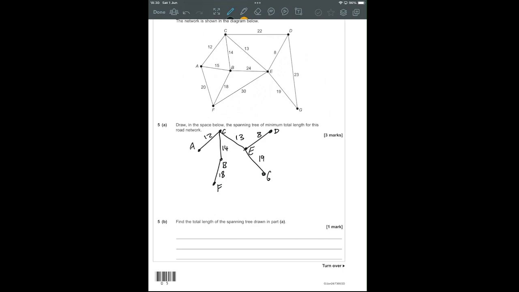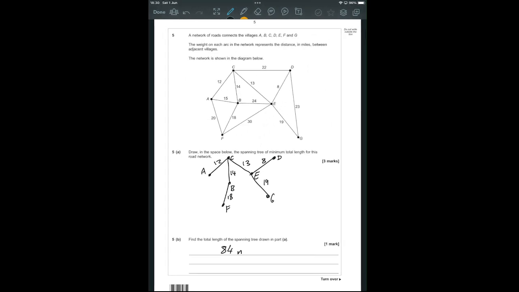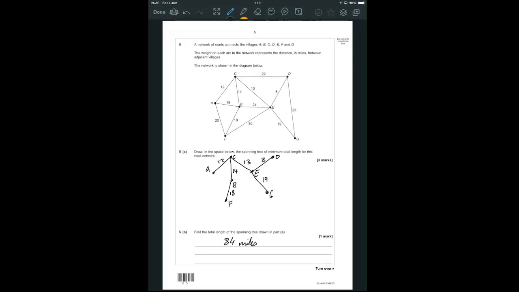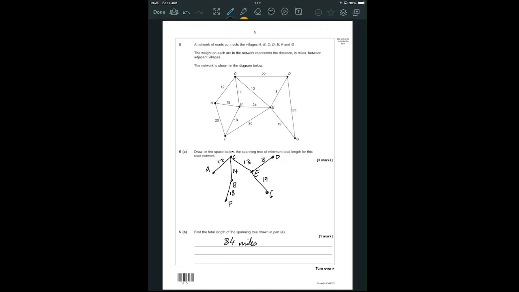Total length, grab the calculator, add up all of those side lengths, and we get a total length of 84, and it's in miles. 84 miles for this minimum spanning tree. Oh, and that was the whole question. Very surface level context there. Didn't actually have any impact.